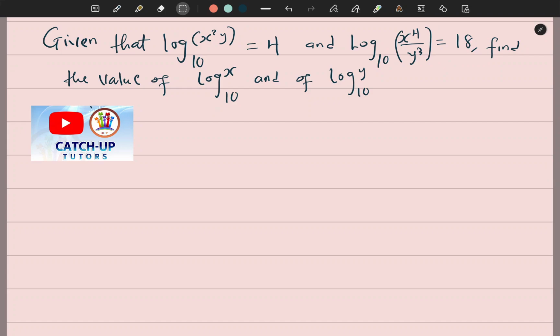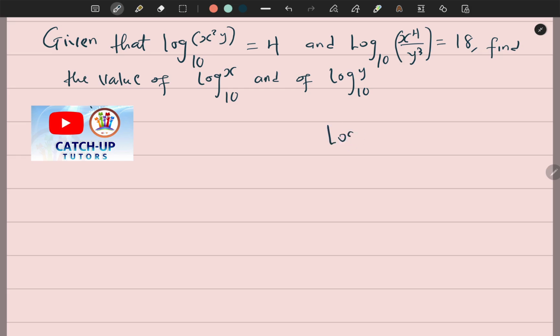Given that log x squared y base 10 equals 4 and log x raised to the power of 4 over y raised to the power of 3 base 10 equals 18, find the value of log x base 10 and log y base 10. For something like this, we are going to make use of three laws of logarithm. So let me just write that here for you to remember.